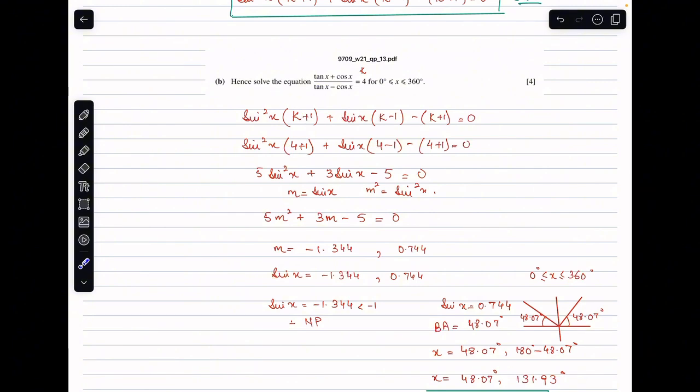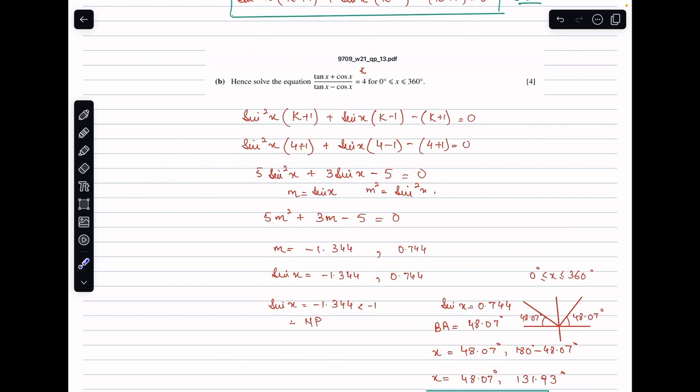We can substitute the k value here, and I can say it's 5 sine square x plus 4 minus 1, 3 sine x, and minus 4 plus 1, 5, which equals 0. Now, it's a quadratic disguised equation in terms of sin x. Therefore, I can assume m as sin x, and therefore m square is sin square x. Our quadratic equation becomes 5m square plus 3m minus 5 equal to 0. Solving the equation, my m value is equal to negative 1.344 and also 0.744.